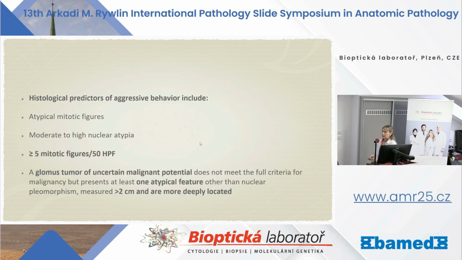So, we have some predictors of aggressive behavior that are atypical mitotic figures, moderate to high nuclear atypia, and more than 5 mitotic figures at high power fields. And the glomus tumor of uncertain malignant potential does not meet the full criteria for malignancy, but presents at least one atypical feature other than nuclear pleomorphism, measures more than 2 centimeters, and is more deeply located.